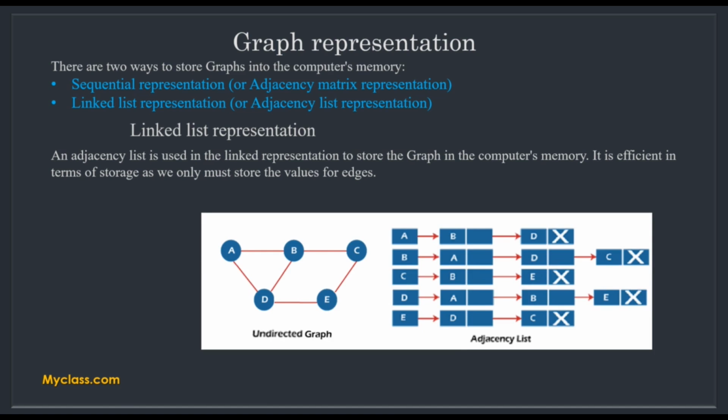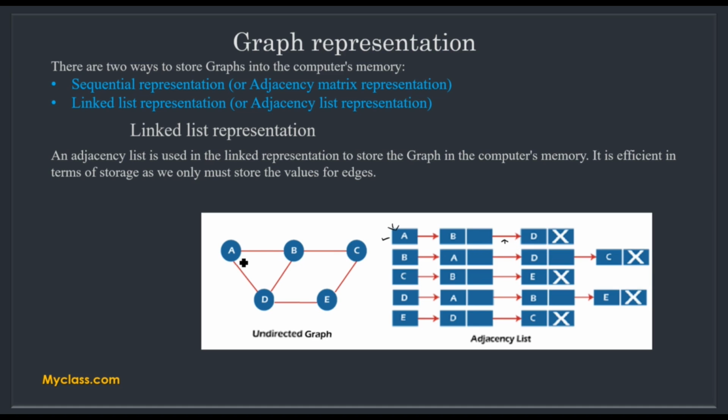This is an example of an adjacency list for an undirected graph. How many nodes are there? Here 5 nodes: A, B, C, D, E, so we maintain 5 lists. The first list stores all the adjacent nodes of vertex A only. So this node represents that there is an edge between A and B, and this one represents an edge between A and D, not B and D. The starting point is very important: we represent the starting vertex's adjacent nodes in its adjacency list.